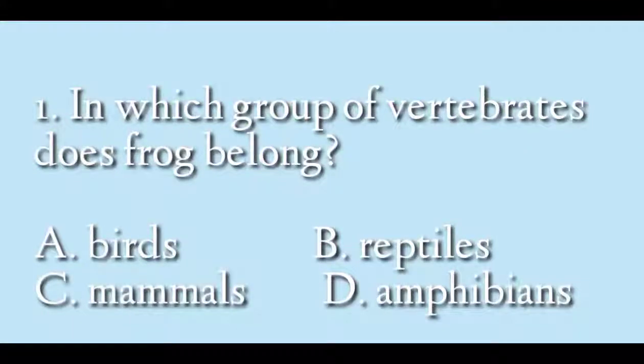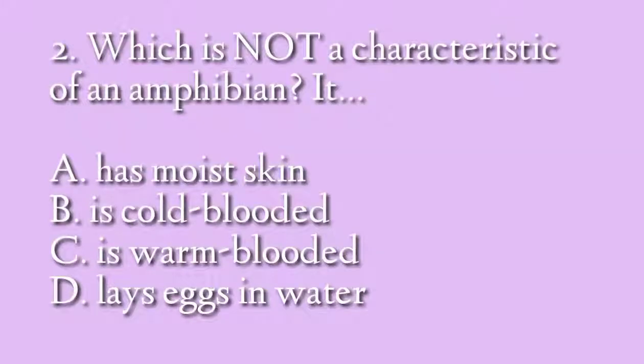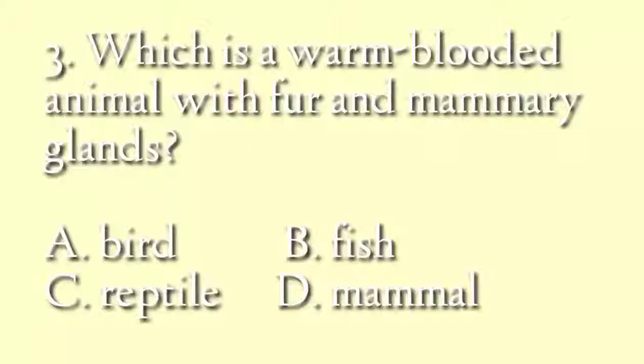1. In which group of vertebrates does a frog belong? A. Birds, B. Reptiles, C. Mammals, D. Amphibians. 2. Which is not a characteristic of an amphibian? A. It has moist skin, B. is cold-blooded, C. is warm-blooded, D. lays eggs in water.